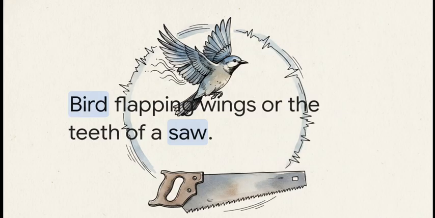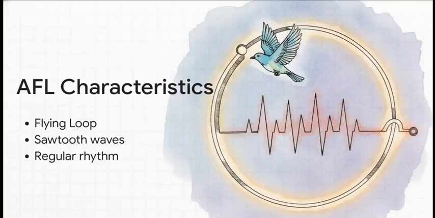So your visual anchors for flutter are the beautifully consistent flapping wings of a bird and the repeating teeth of a saw. Let's unpack the letters FL for flutter. FL equals flying loop. Unlike those many chaotic impulses of fibrillation we just talked about, flutter is driven by one electrical loop. Because that loop keeps racing around the exact same track, it creates those classic identical sawtooth waves. And since it's an organized circuit, the resulting heart rhythm is usually perfectly regular.